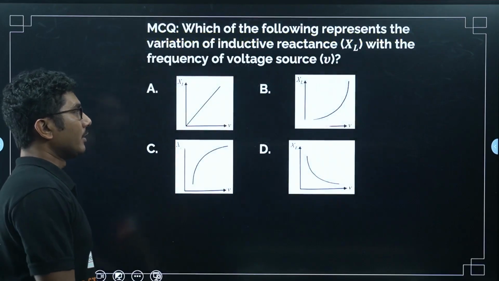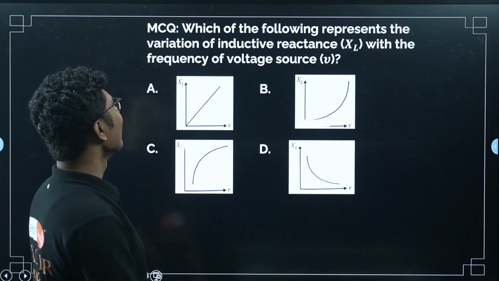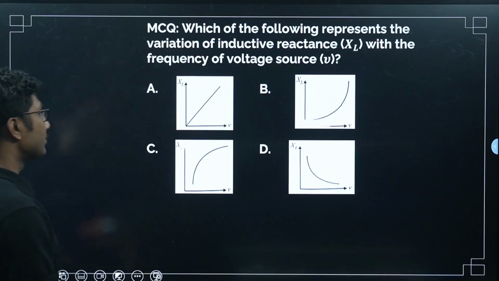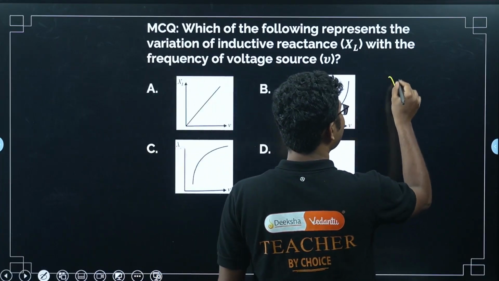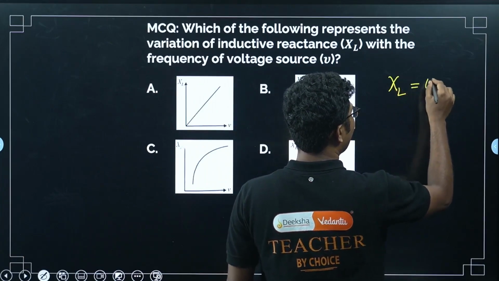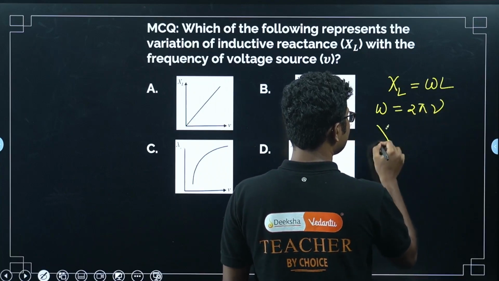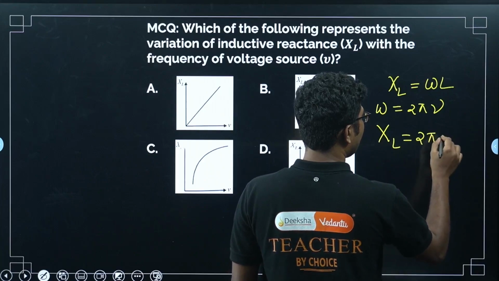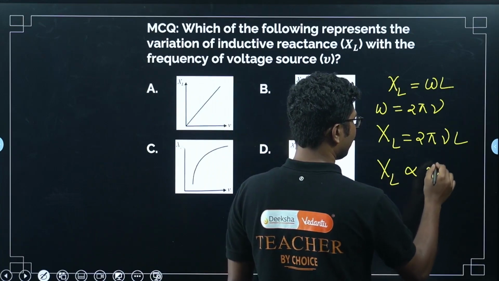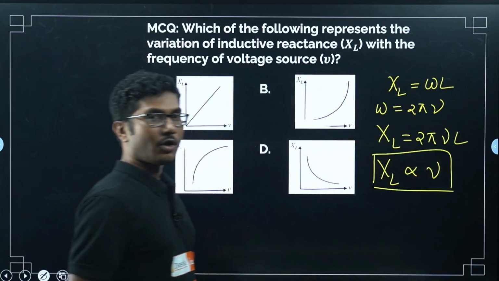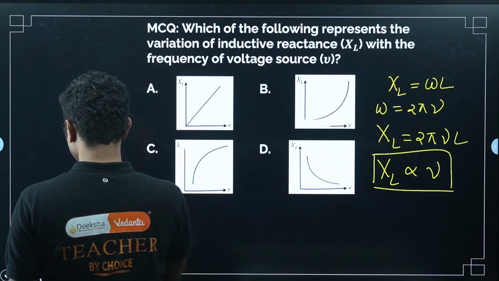Okay, now one question: which of the following represents the variation of inductive reactance XL with the frequency of the voltage source V? So what is the inductive reactance? Inductive reactance XL is equal to omega L. Also we know that omega is equal to 2 pi frequency, so XL is equal to 2 pi nu L. So we can see that XL is directly proportional to nu, no square, nothing, not inversely proportional, linear proportionality. Linear proportionality means obviously it will change as a straight line.